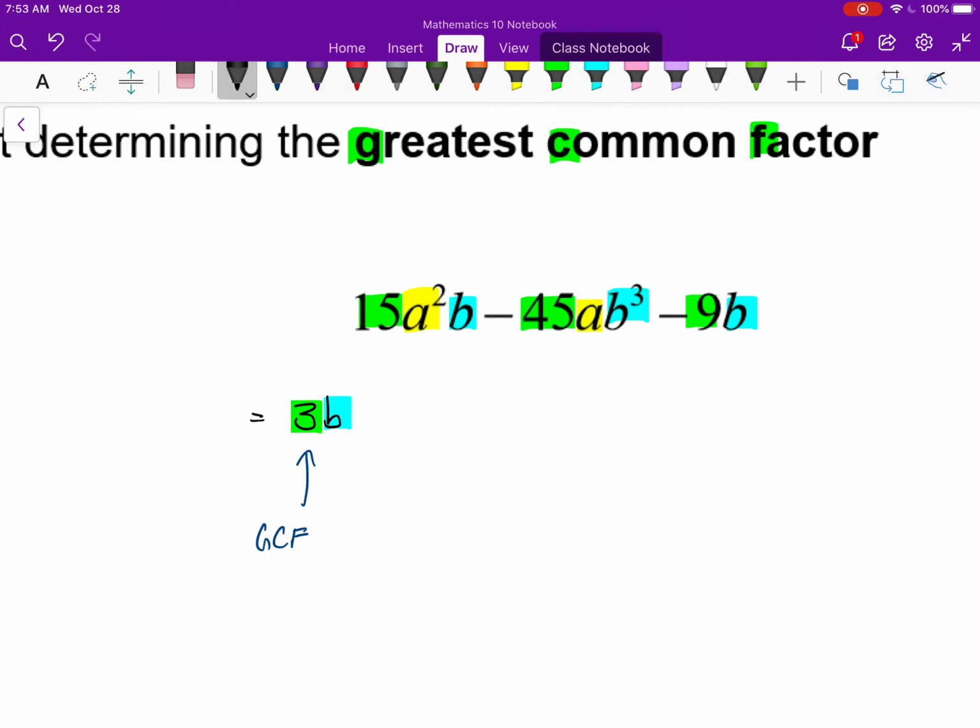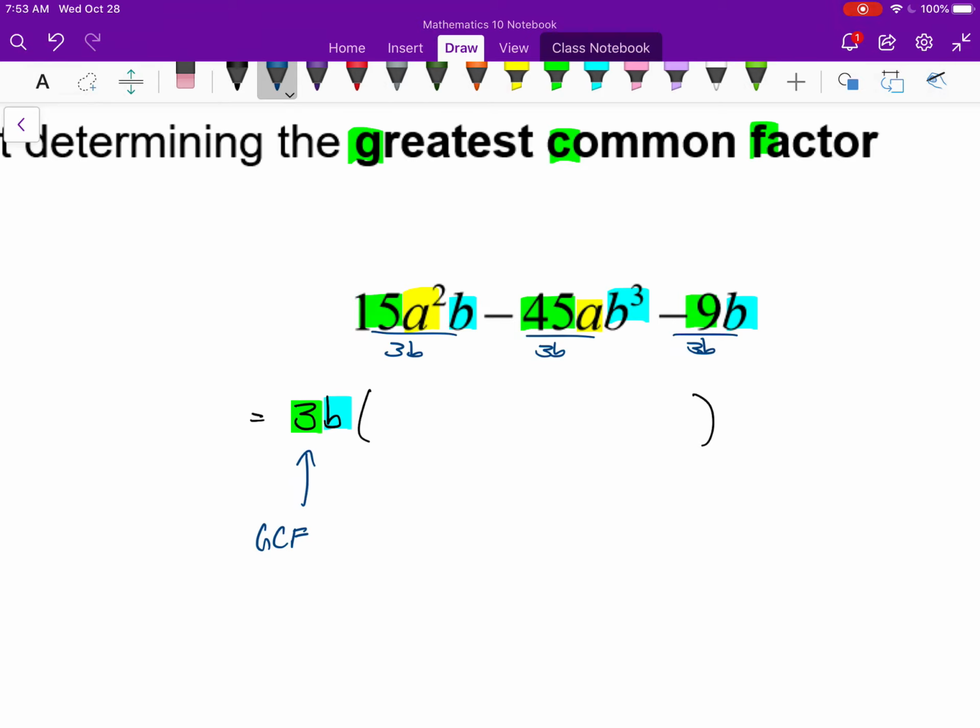Okay, so I factor that out, so now I want to see what's left, which means, again, I effectively want to divide each of these by 3b. And I know, since 3b is the greatest common factor, I should be able to divide them all quite pleasantly. There should be no fractions, nothing weird should happen. Otherwise we made a mistake with our greatest common factor.